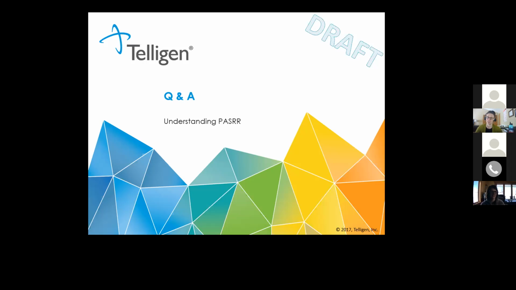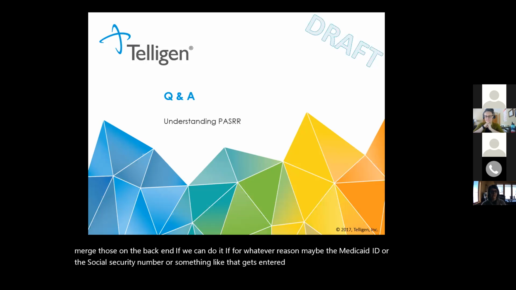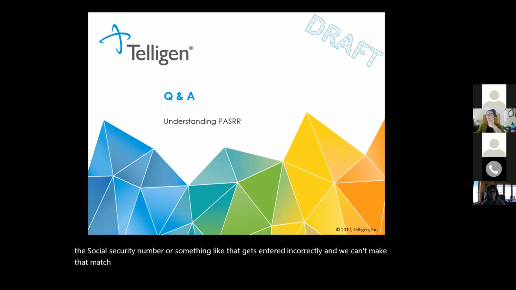You really want to make sure you do a good search for that member. But I want to know, Stephanie, if you can weigh in about the merge aspects. So yes, our system does check to ensure that there are enough matching data points, and then we will merge those on the back end if we can do it. If for whatever reason, maybe the Medicaid ID or the Social Security number or something like that gets entered incorrectly and we can't make that match, you can always notify us that you think there's more than one record in there for the same person, and then we can go through a manual process to get those merged together.